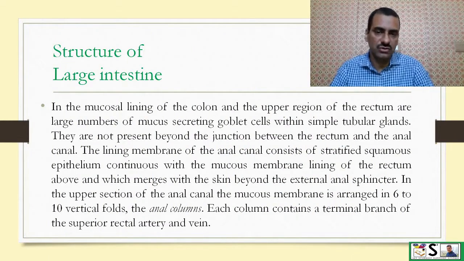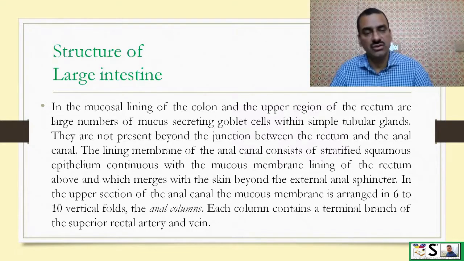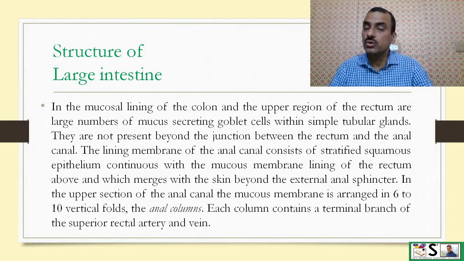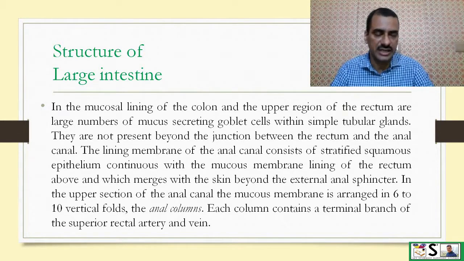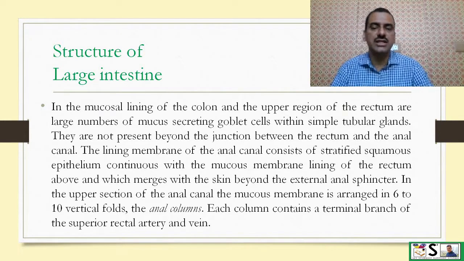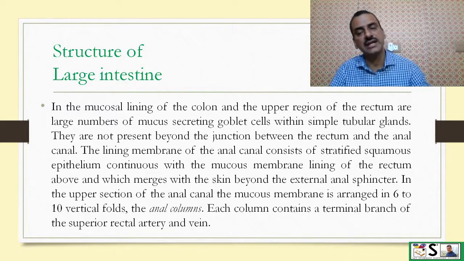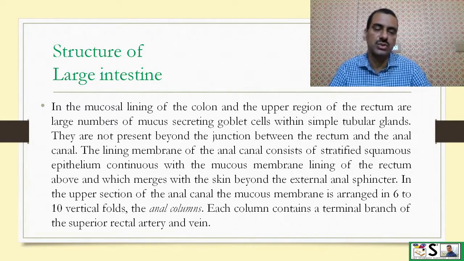In the mucosal lining of the colon and the upper region of the rectum are a large number of mucus secreting goblet cells, within which are simple tubular glands. They are not present beyond the junction between the rectum and anal canal. The lining membrane of the anal canal consists of stratified squamous epithelium and is continuous with the mucous membrane lining of the rectum above and merges with the skin beyond the external anal sphincter.